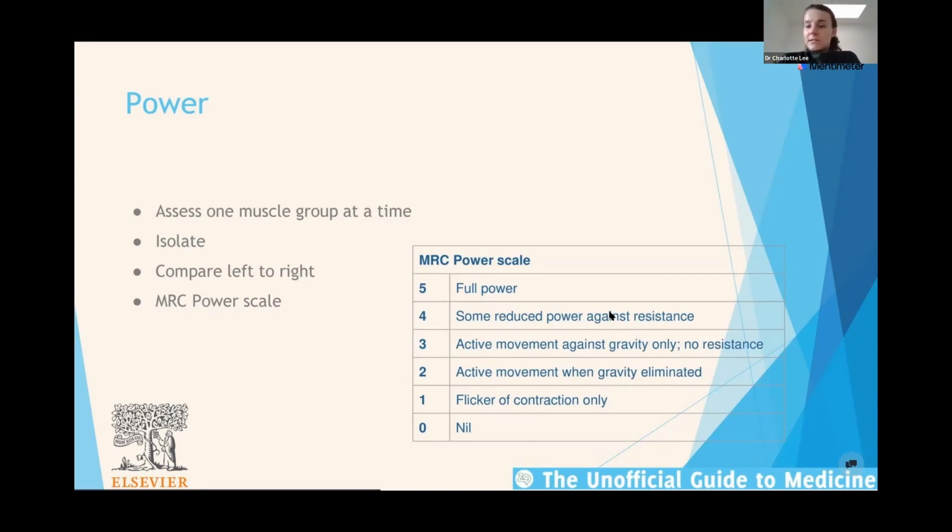And compare left to right. Once you've assessed right shoulder abduction, you then assess left, and so on and so forth. Don't do the entire limb and then move on to the other one. Unless, of course, in neurology, you're instructed just to do the certain limb that's in question.